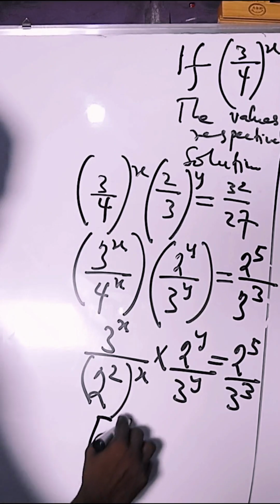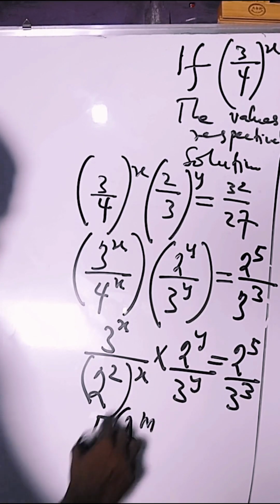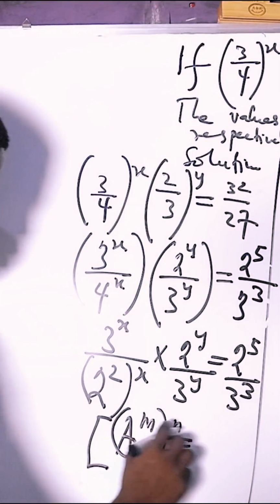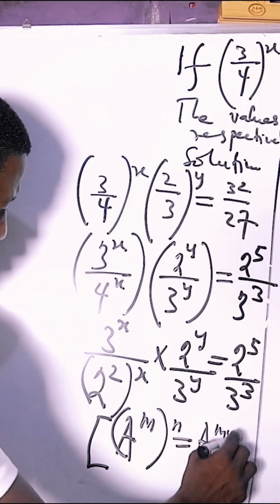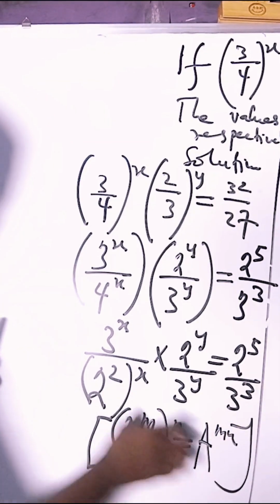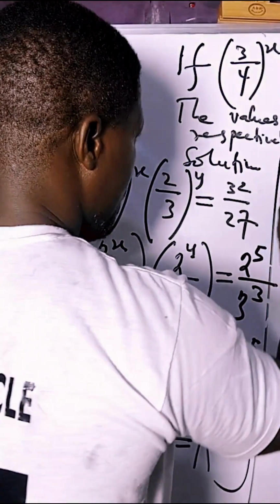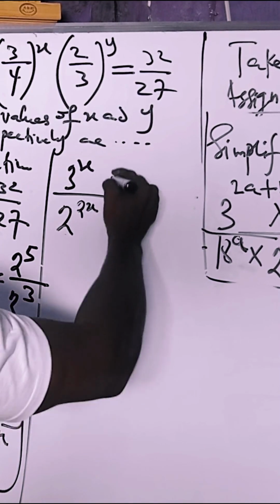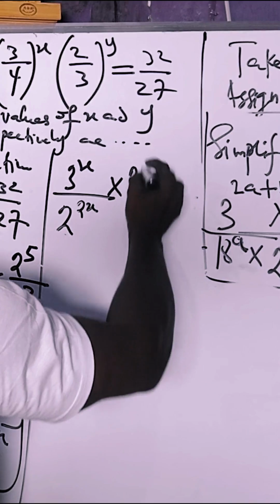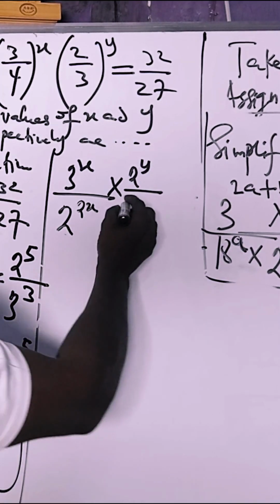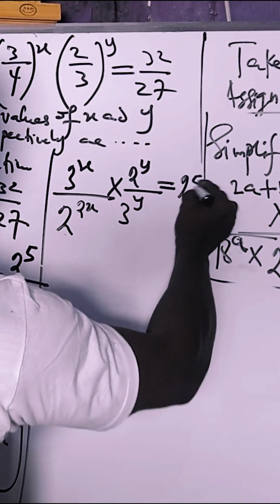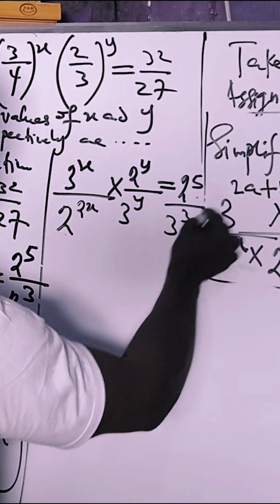There is a particular law of indices that says a raised to m, into a bracket raised to n, is as good as using the external power to multiply the internal power. So when you do that, you have a raised to mn. So let us apply this particular law now towards simplifying this. When you do that, you have 3 raised to x over 2 raised to 2 times x, which gives us 2x, then times the next one, 2 raised to y divided by 3 raised to y, and that is equal to 2 raised to 5 all over 3 raised to 3.